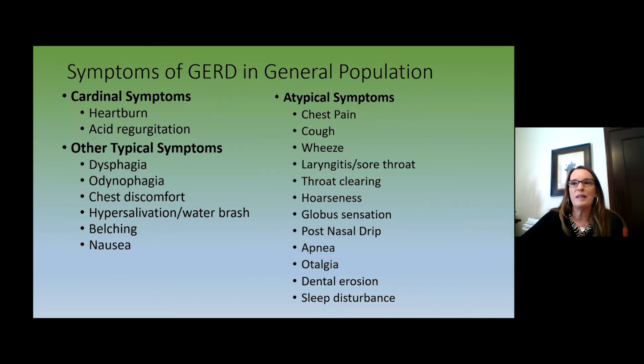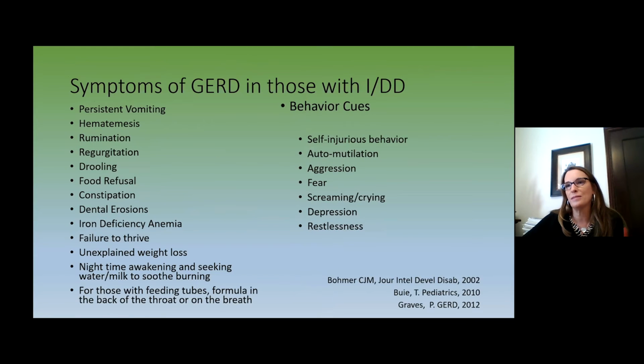So in the general population, the classic symptoms of GERD are heartburn and regurgitation. And you can see here some other typical symptoms like dysphagia, chest discomfort, belching, nausea are fairly common. And some of the more atypical or extraesophageal symptoms include things like coughing, wheezing, sore throat, globus sensation, dental erosions, etc. Next slide, please. The symptom presentation in those with IDD can be vastly different from the general population.